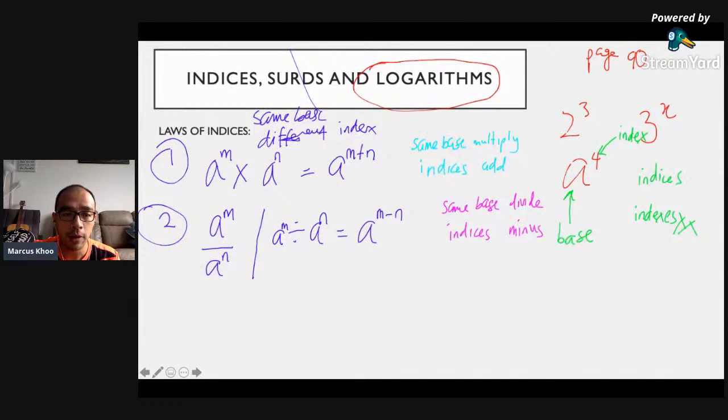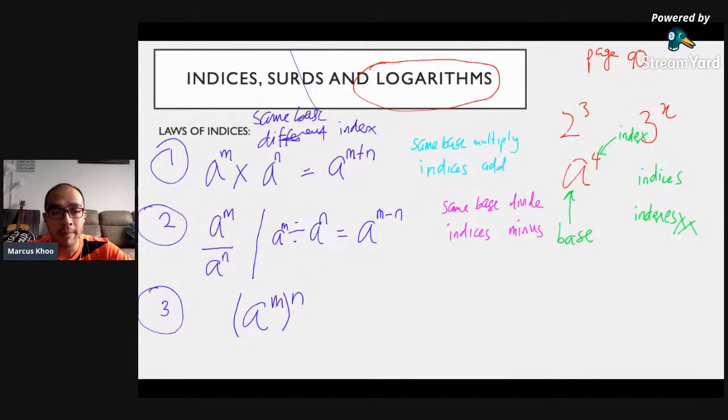Now the third and the final law is if you have one base and one index, okay, and you power the index again, wow, imagine this is okay, so what happens over here will be a to the power of m multiplied by n. This is the only time, okay, ini saja masanya, bila kuasa itu didarab. Okay, where a base number with one index dikuasa oleh another index, then you will find that the index akan berdarab.